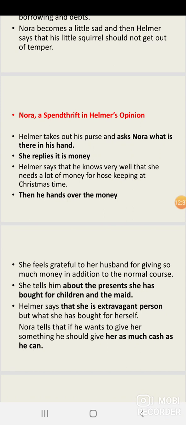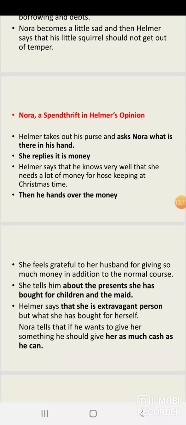So now the scene goes ahead in the same act. Helmer takes out his purse and then asks Nora, what is it? What is there in his hand? And Nora answers, it's money. Then he says that he knows very well that Nora needs much more money for housekeeping at Christmas time. So he takes out some money from the purse and hands it over to Nora.